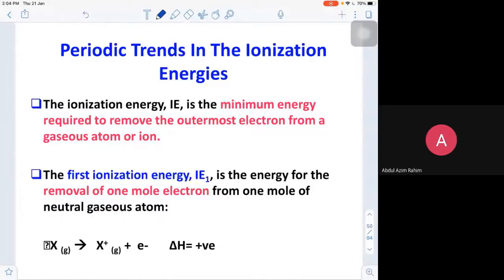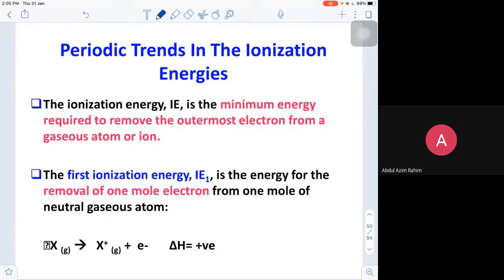Before we look at the trends in the periodic table, let's look at the definition of ionization energy. We started the periodic trends with electronegativity, which increases across the period and increases going up the group. The second trend we discussed is atomic size, which decreases across the period and increases going down the group.